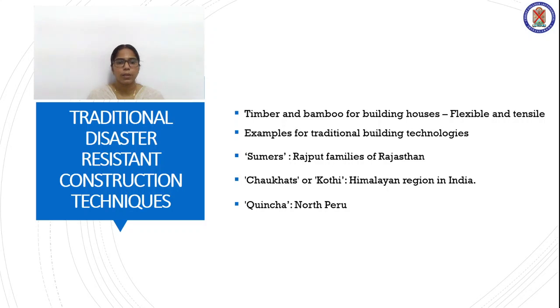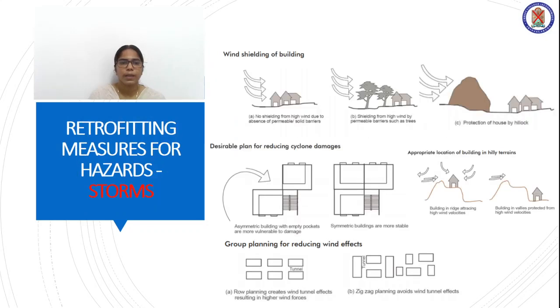Koinja is the building technology adopted in North Peru regions, and it's a flexible structure with an inherent earthquake resistance. So these type of structures have proved to be quite resistant to earthquakes, and the design and techniques behind them could be used in the present context. We will see few retrofitting measures for hazards.